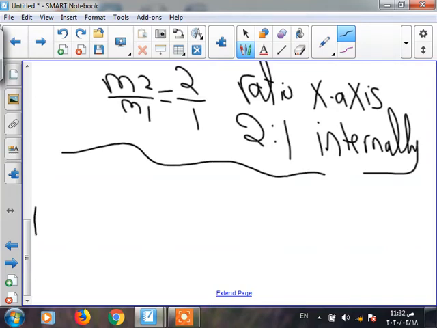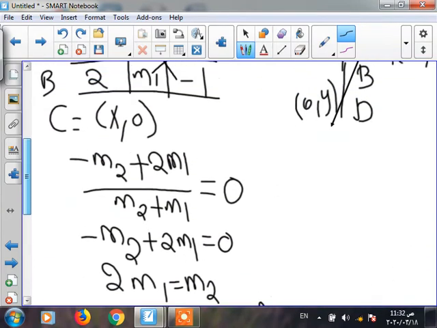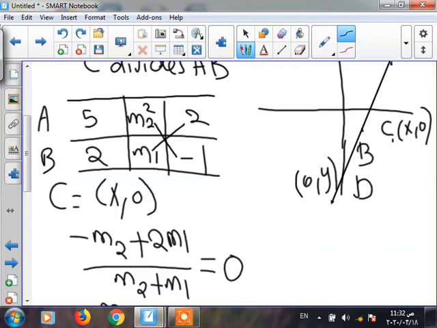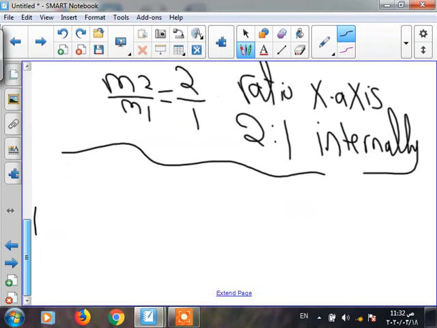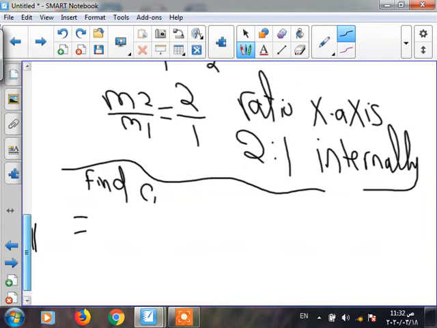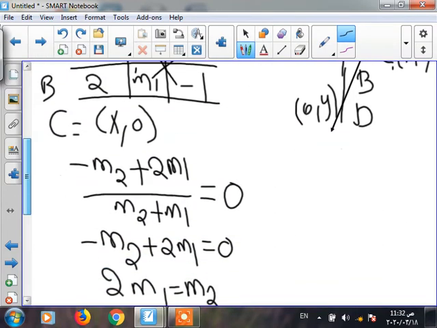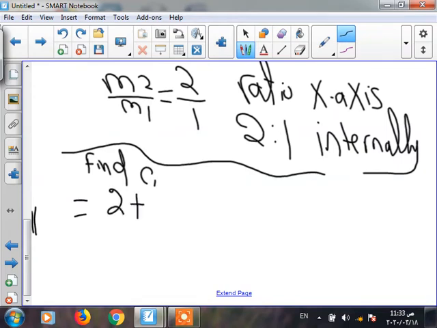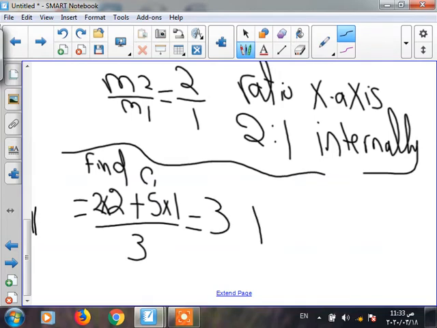The point C, let me find the point C. By the way, if we put here 2 and 1, can we find the x part? Yes, 2 times 2 will be 4, and 1 times 5 will be 5. To find the coordinates of C, it will be 2 times 2 plus 5 times 1 over 2 plus 1, 3. 4 plus 5, 9 over 3 will be 3. So the point C equals 3 and 0.